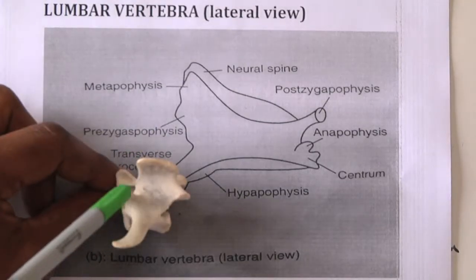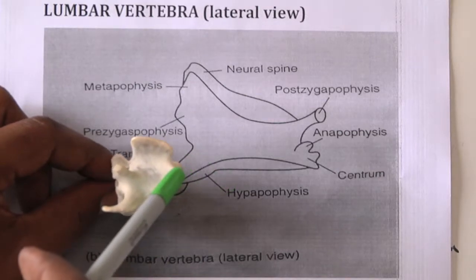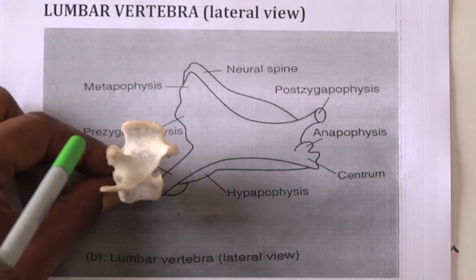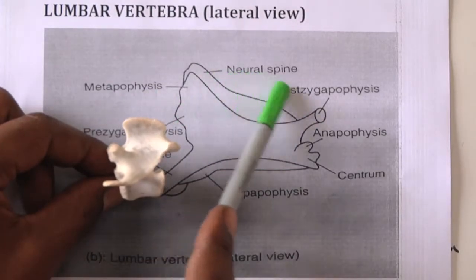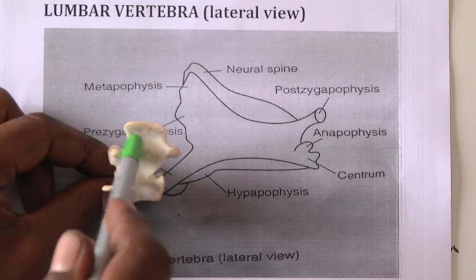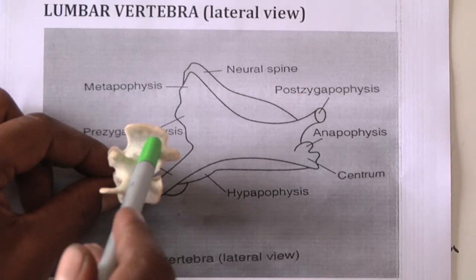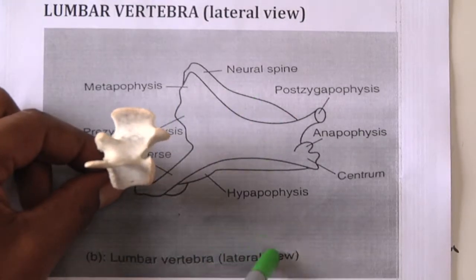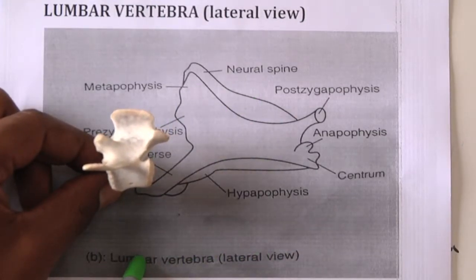The transverse processes. Then towards here we have what we call pre-zygapophysis. You can be able to see what we call the pre-zygapophysis. This is what we call the post-zygapophysis. Then an additional process along the neural spine is what we call the metapophysis. This is what we call the metapophysis. So that is the lateral view of the lumbar vertebrae.